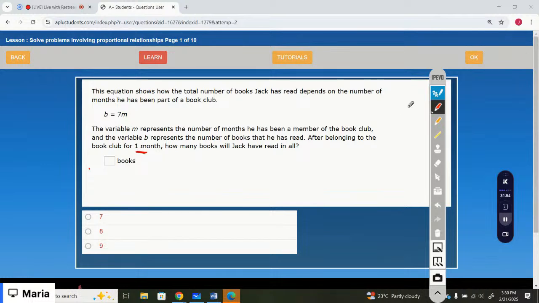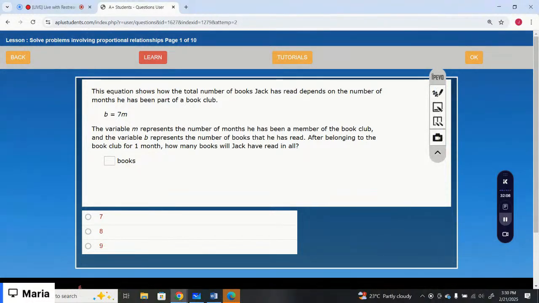B equals 7M. You need to calculate when you have 1 month. So replace M with 1. 7 times 1 is 7. So that means Jack has read 7 books. Option number one is the correct option.